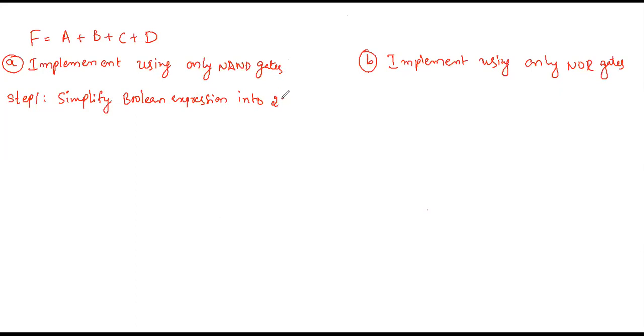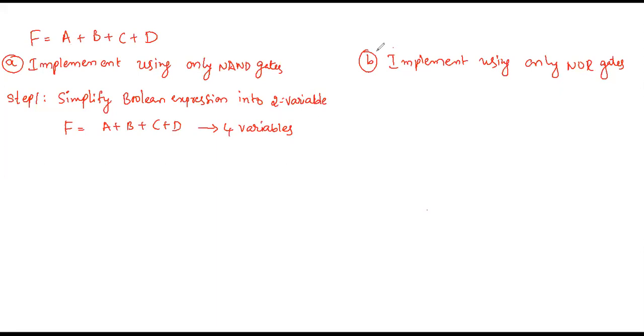Okay, this is just for your understanding. I am here writing into two variables, but you have to write with two input AND gate and two input OR gate. How many variables are there in the Boolean function F = A + B + C + D? We are having four variables, and you need to simplify the given Boolean function into two variables only.